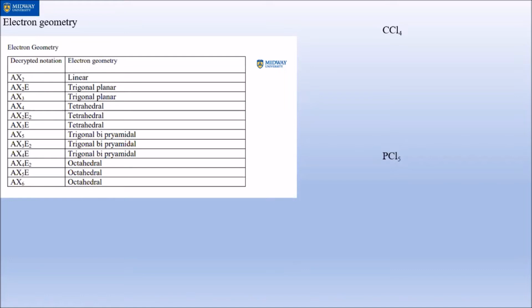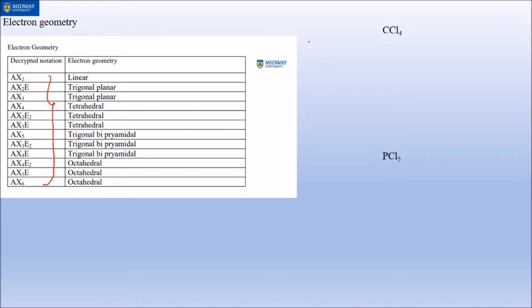Welcome. We're going to continue our discussion on electron geometry. It's the first thing we're going to do. Our job is to take a given molecule, whatever molecule I give you, and develop decrypted codes like what you see here. Again, for people in the online environment, you do not have to memorize this table. Based on the decrypted code, you would then determine the electron geometry. So let's go ahead and see how this works.